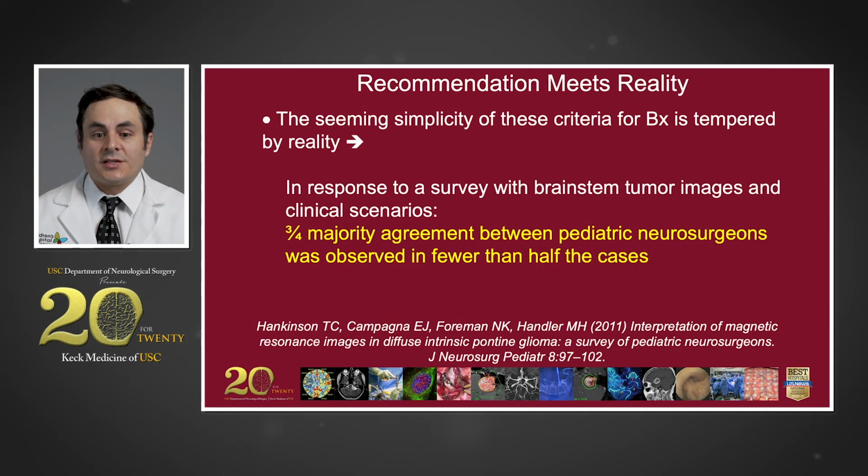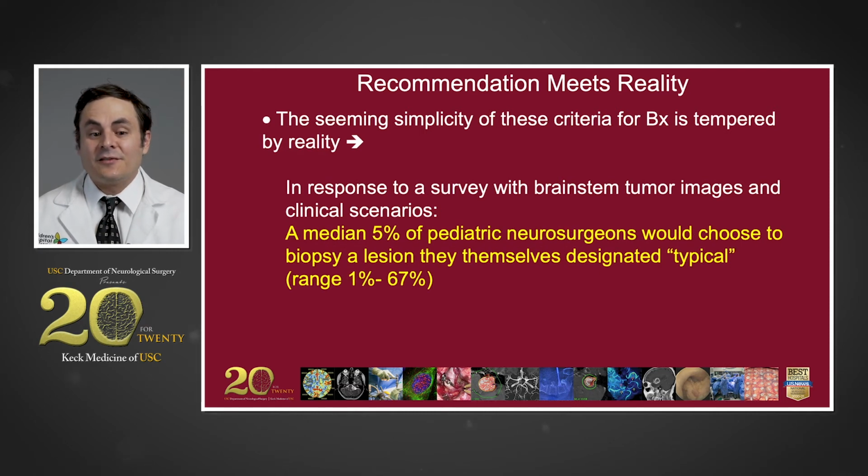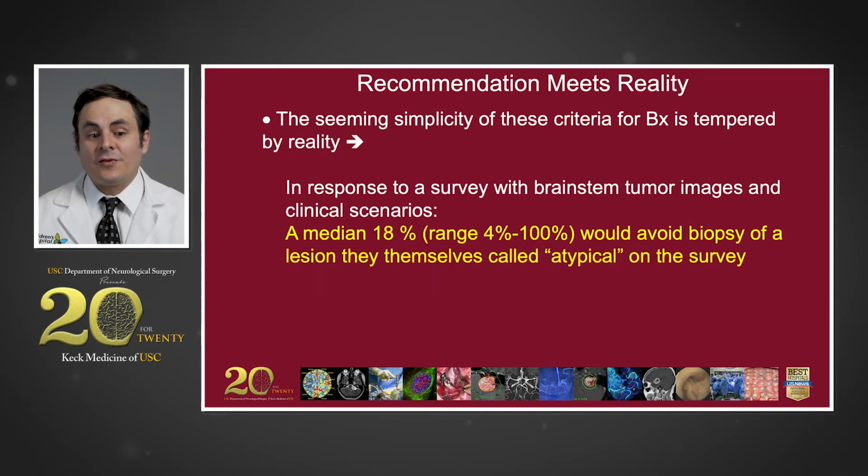The seeming simplicity of these criteria for biopsy is tempered by reality. In response to a survey with brainstem tumor images and clinical scenarios, a 3/4 majority agreement between pediatric neurosurgeons was observed in fewer than half the cases. And a median 5% of pediatric neurosurgeons would choose to biopsy a lesion they themselves designated typical, with a range of 1% to 67%, quite large. And furthermore, a median 18%, with a range of 4 to 100%, would avoid biopsy of a lesion they themselves called atypical on the survey.